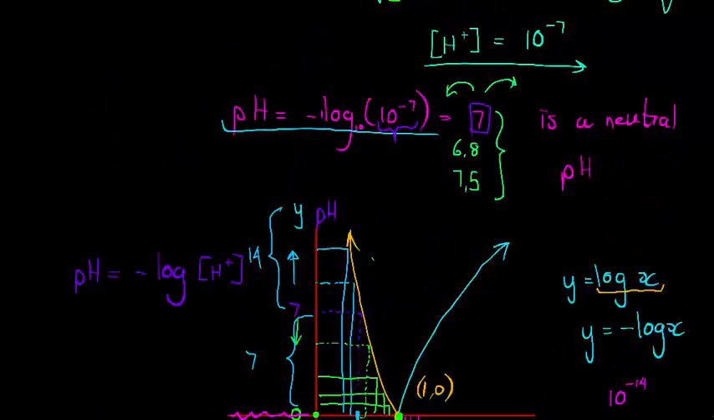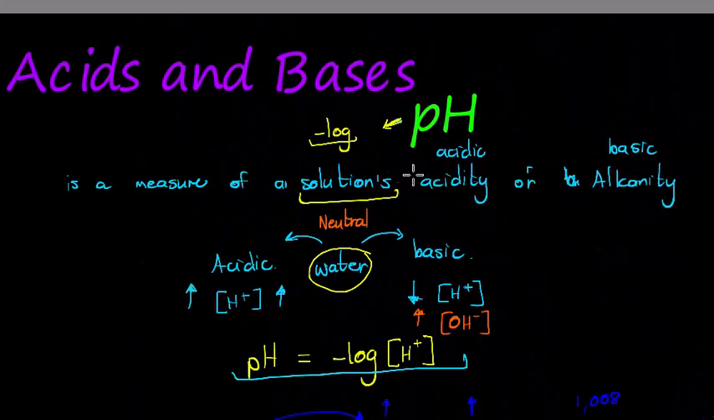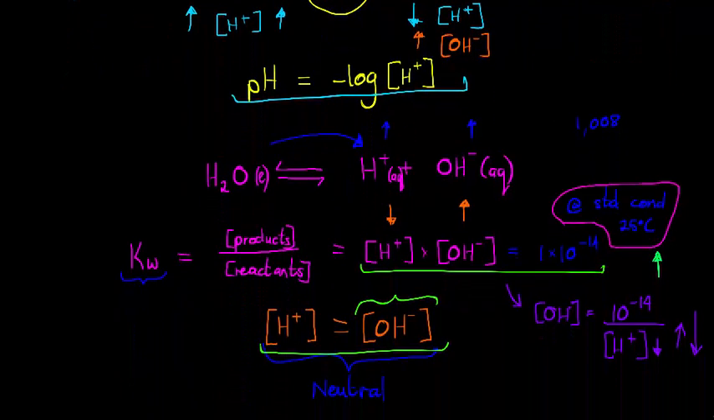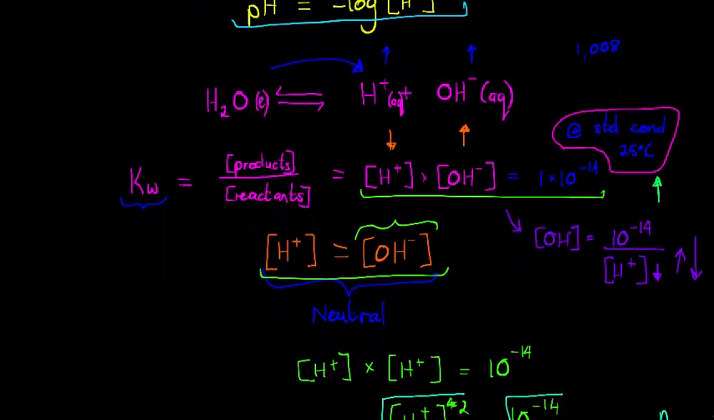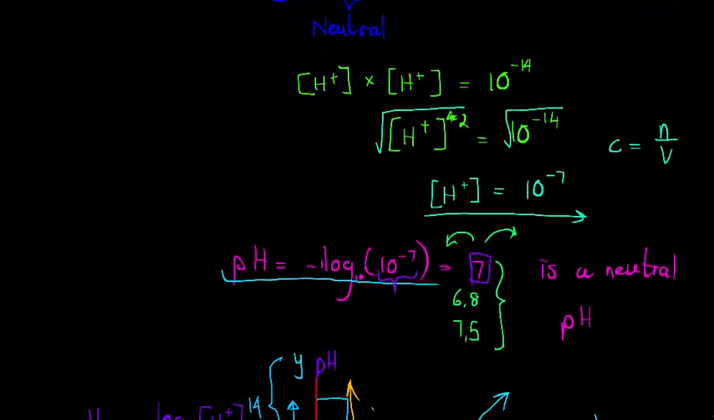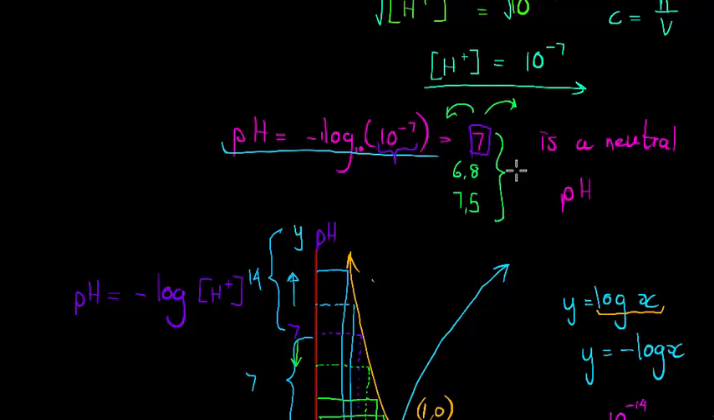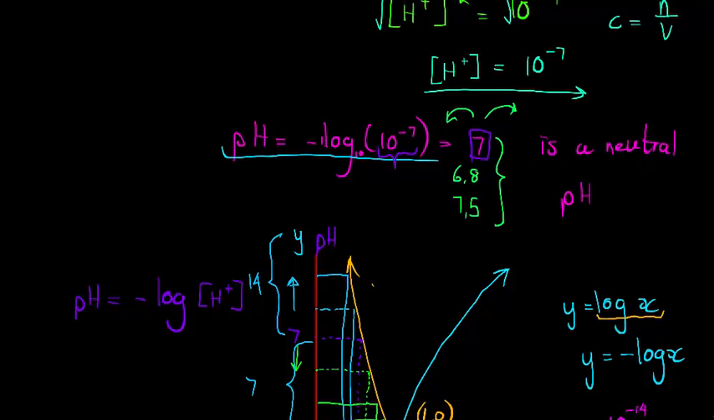Just to quickly recap, pH is a measure of a solution's acidity or basicness or alkalinity, and it always involves water and testing whether the water has an increase in hydrogen or an increase in hydroxide. pH is calculated by taking the negative log of hydrogen concentration, and we use water as the starting point. Water under standard conditions will have a pH value of 7, but it can be less or more if we change the temperature.